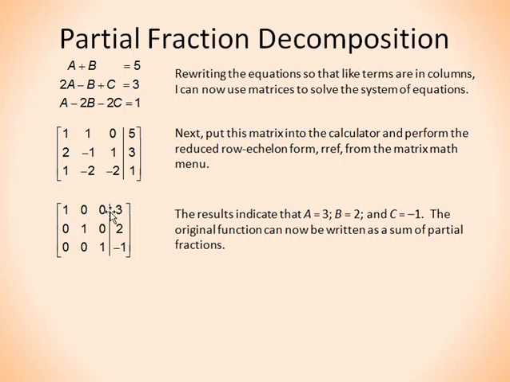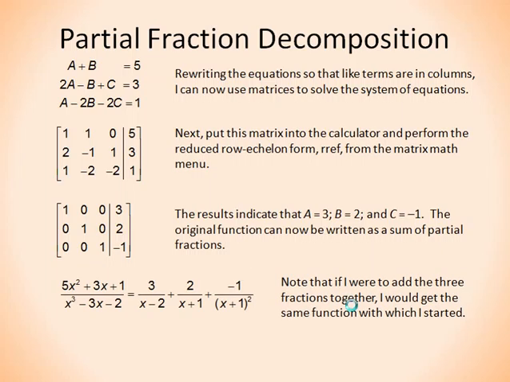This tells me that a is equal to 3, b is equal to 2, and c is equal to negative 1. And therefore, I can write my original rational function as this partial fraction decomposition. And note that if I were to add all 3 of these fractions back together, I would get this function back again.